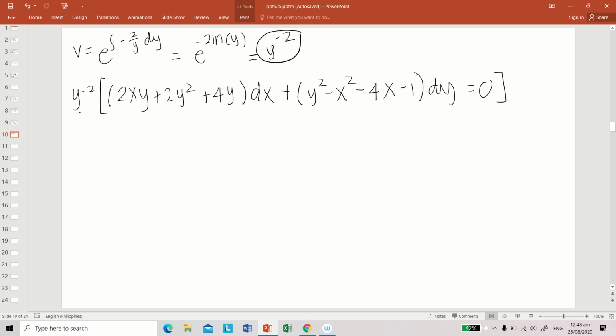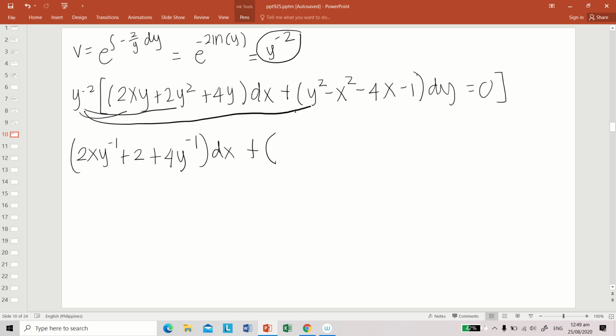So multiplying this, we're going to have 2x, that's going to be y raised to negative 1 plus 2, so plus 4y raised to negative 1 again, then that's our dx, plus distributing this on these terms. So we're going to have 1 minus x squared y raised to negative 2 minus 4x y raised to negative 2 and then minus y raised to negative 2, dy is equal to 0.